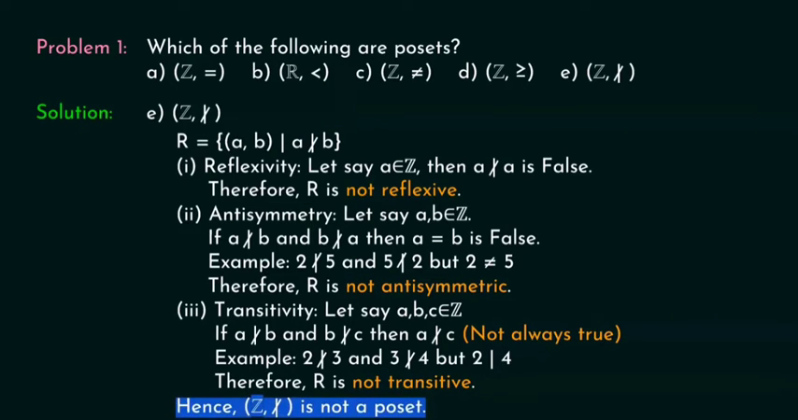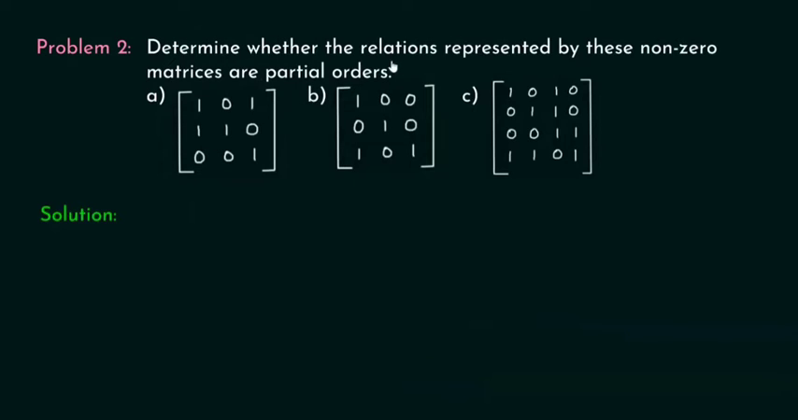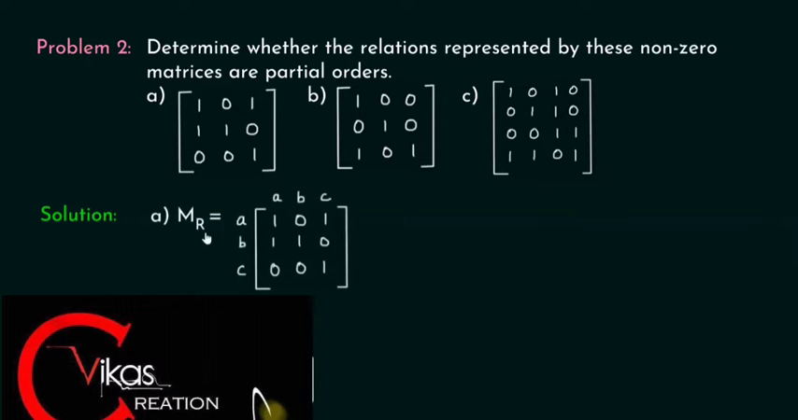Now, it's time to consider problem 2. Determine whether the relations represented by these non-zero matrices are partial orders. Okay, these are all the matrices given to you. You have to determine whether the relations represented by these matrices are partial orders. Let's take the first matrix. Let's say this is MR and I'm considering three different elements A, B and C that belong to some set A and relation R is defined on the set A. Okay, and this matrix represents some relation R. That's why I named it MR.